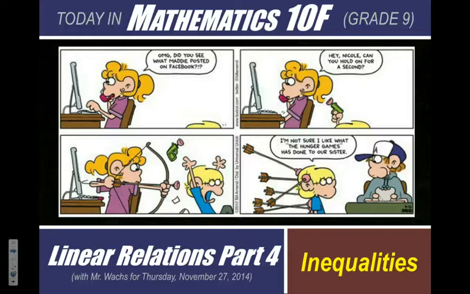Okay, let's try this again. Let's take a look at part 4, the final part of this unit, and inequalities. All right, everyone turn your attention to the front here.